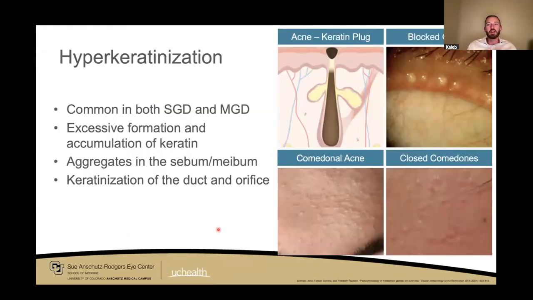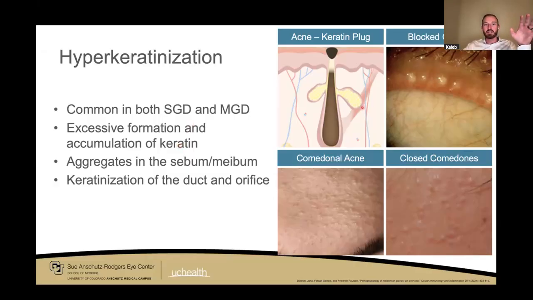Now, one thing I really want to cover is the concept of keratinization, because I think it's something a lot of people don't know much about and don't think about, but it is a giant problem in meibomian gland dysfunction and sebaceous gland dysfunction. This is the excessive formation and accumulation of keratin.